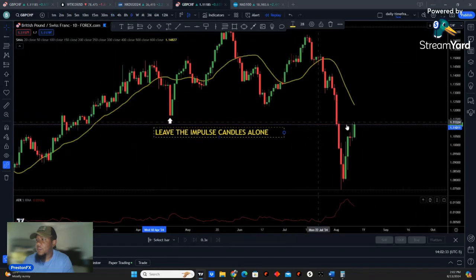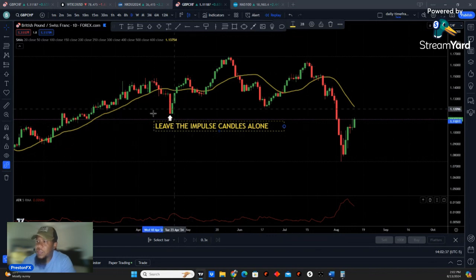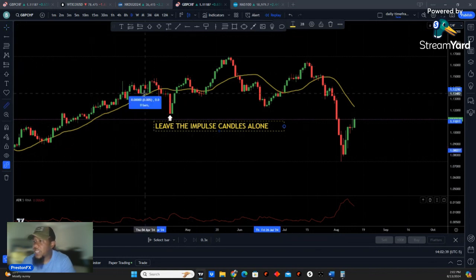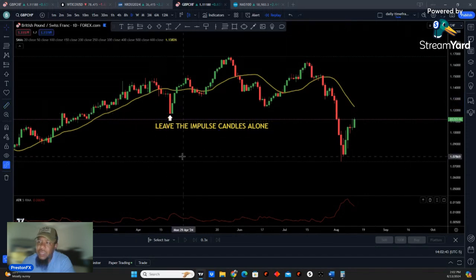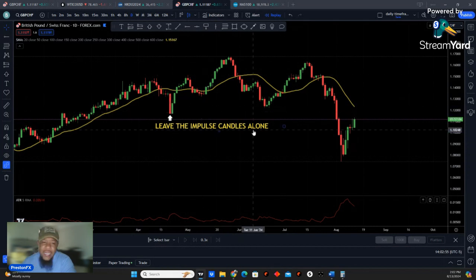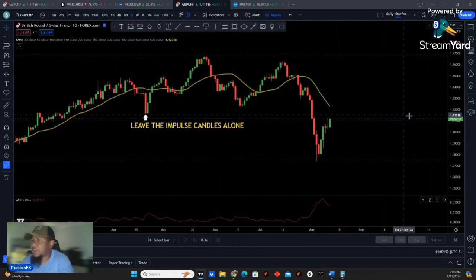Why? Because it's just too far away. We know this candle was 177 pips. I've never seen a candle go 177 pips, then go another 177 pips without retracing or doing something. So if you were to jump in here, you'd be immediately in drawdown.